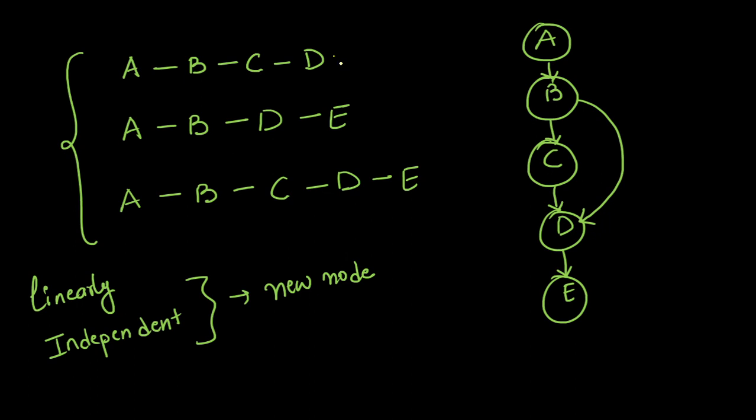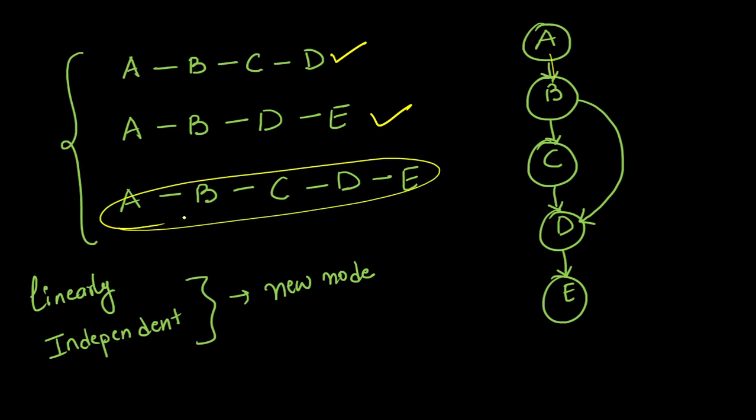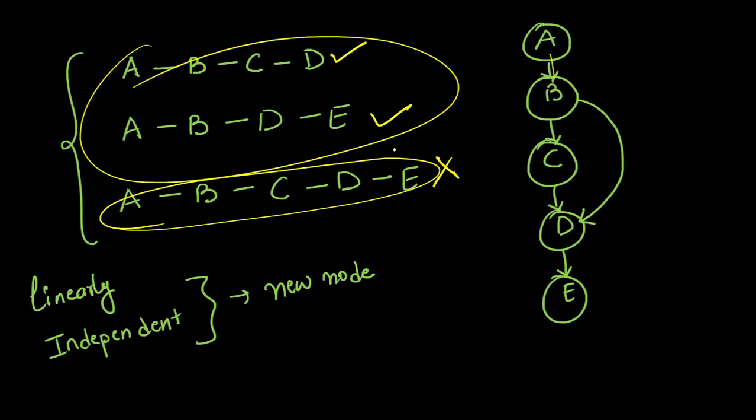This is, you can say, at one. Meaning, you can say there is one path A, B, C, D. A, B, D, E. A, B, D, E. Correct. A, B, C, D, E. This is not an independent path because we have already covered this here, right?